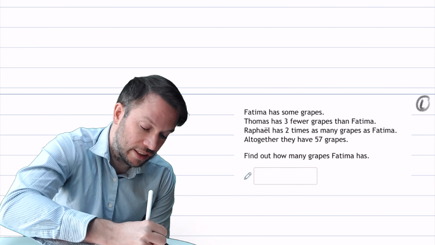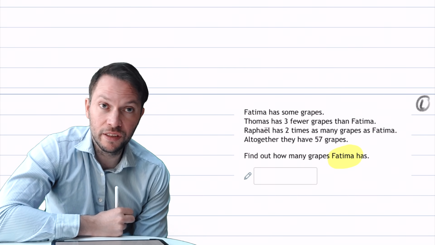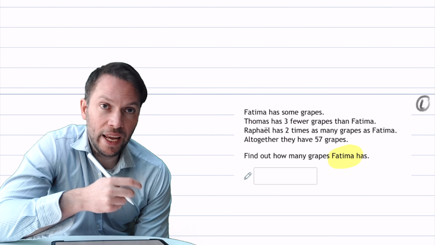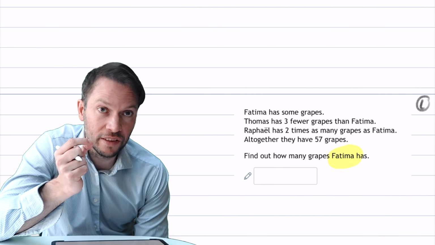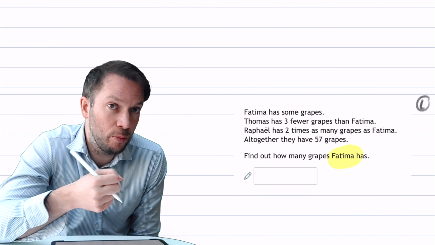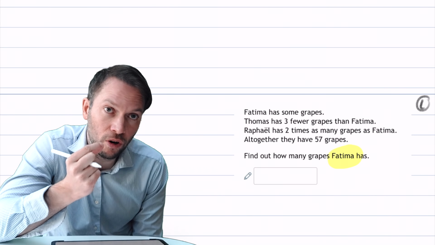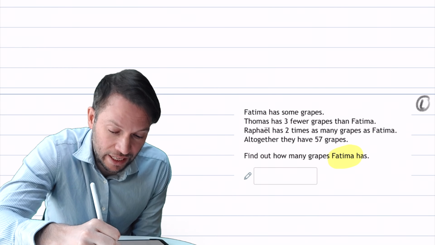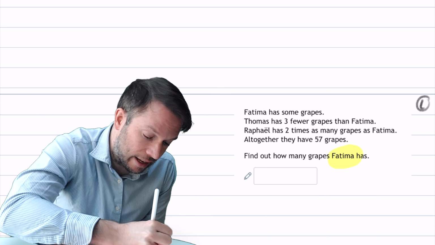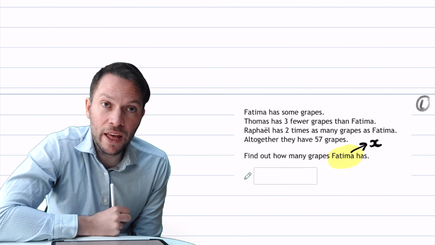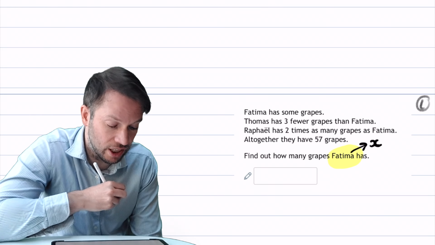So we're interested in the number of grapes Fatima has, but we're not given any variables. Now, the whole point of algebra is that we introduce variables, letters, to represent unknown quantities, and then form an equation that we hope we can solve so we can find the value of that quantity. Now, we don't know how many grapes Fatima has, so let's just make that x. We're going to say that Fatima has x grapes. And now that allows us to form an equation in terms of x.